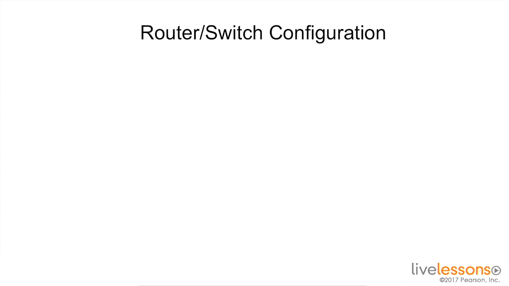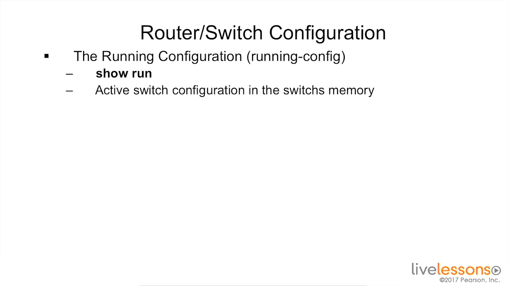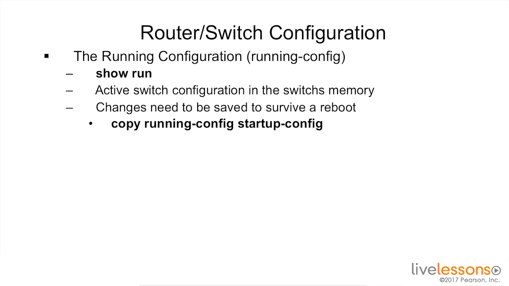Now, there are two different types of configurations in Cisco's routers and switches. There is a running configuration. This is the configuration that is currently active and running on the switch. You can see this configuration by doing a show run. This active configuration is stored in volatile memory on the switch, so changes need to be saved in order to survive a reboot. For instance, running the command copy running config to the startup config.